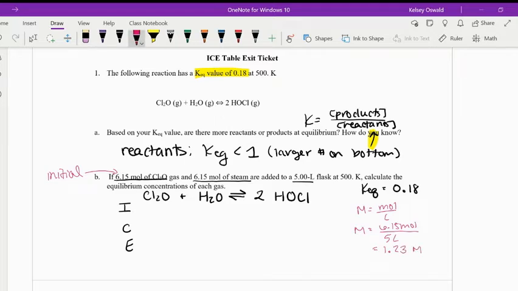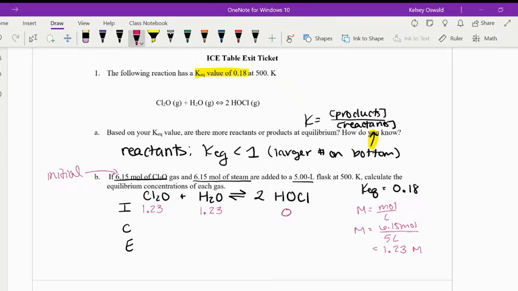Since that is our initial concentration of each of these substances, we're going to put those in our initial row for our reactants. That's how much we have before we reach equilibrium. It doesn't say we start with any HOCl, so we're just going to leave that as 0.